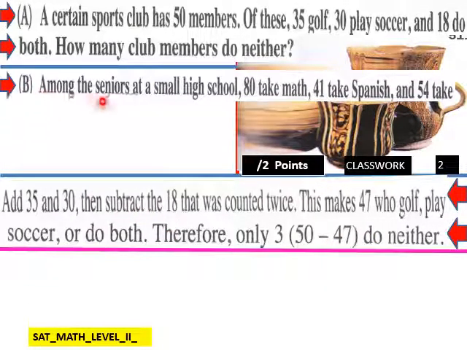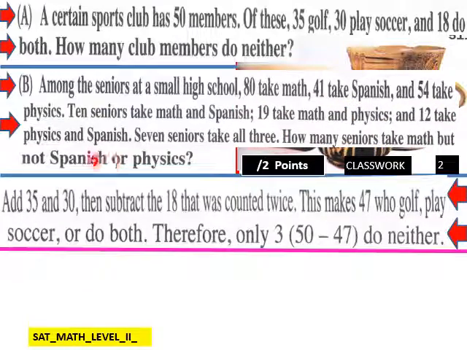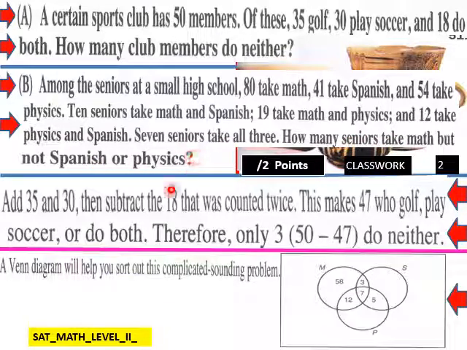Part B: among the seniors at a small high school, 80 take math, 41 take Spanish, and 54 take physics. 10 seniors take math and Spanish, 19 take math and physics, and 12 take physics and Spanish. 7 seniors take all 3. How many seniors take math but not Spanish or physics? Wow, what do we have going on there? A Venn diagram, I think, will be the best way to organize this.